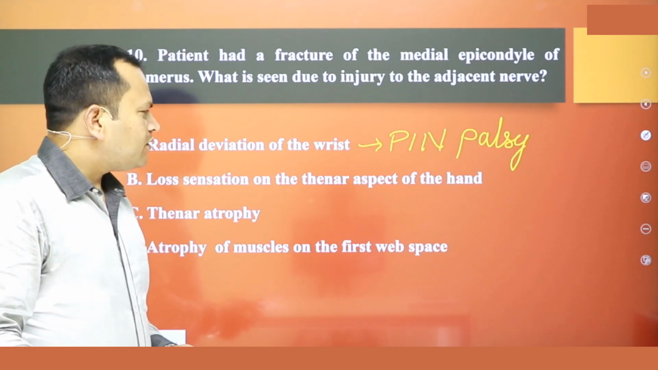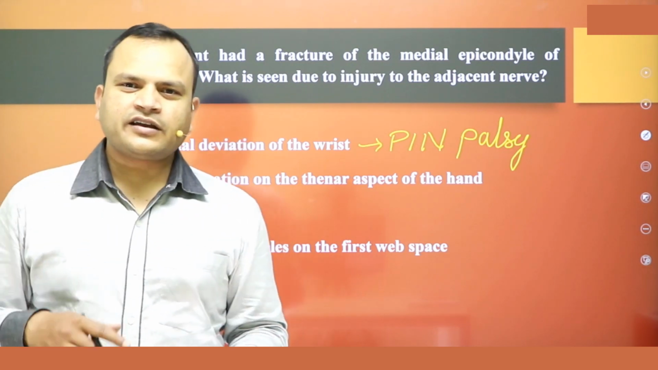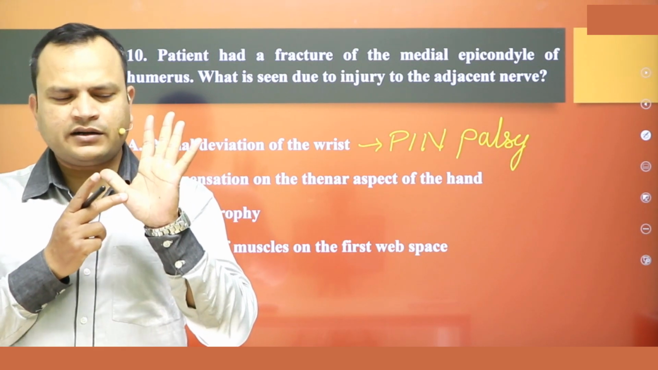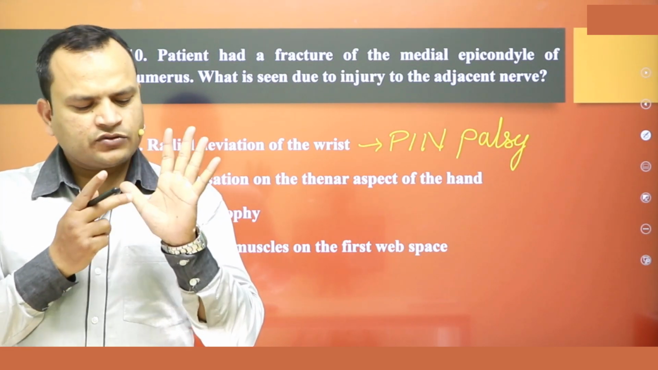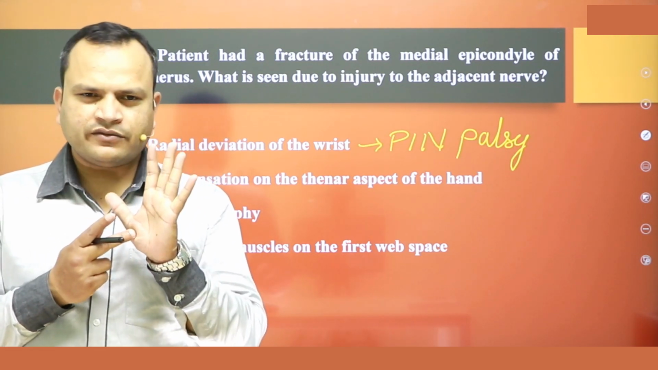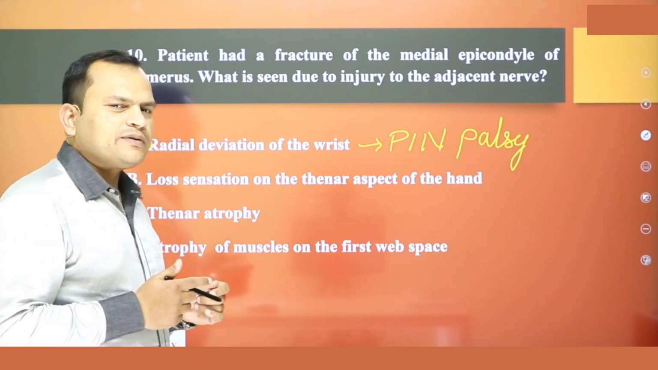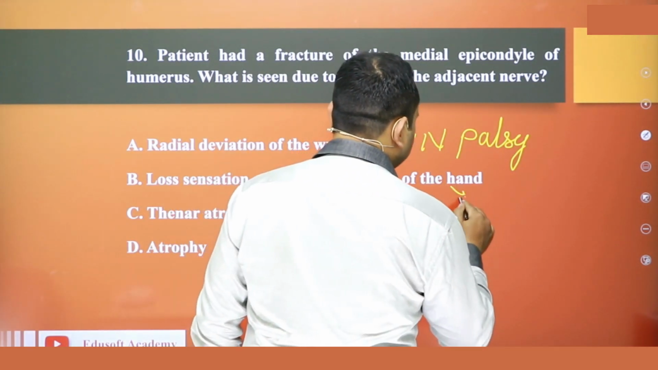Loss of sensation on the thenar aspect of the hand. If you see the second option, this is the thenar part, this is the hypothenar part. The thenar is supplied by the median nerve. So loss of sensation on the thenar aspect of the hand is not again the right answer.